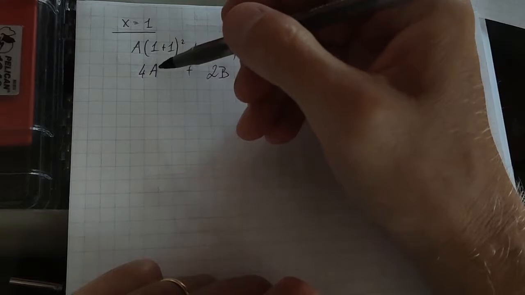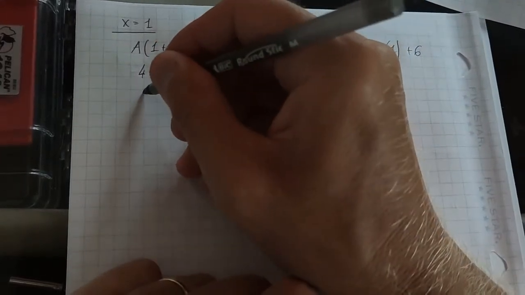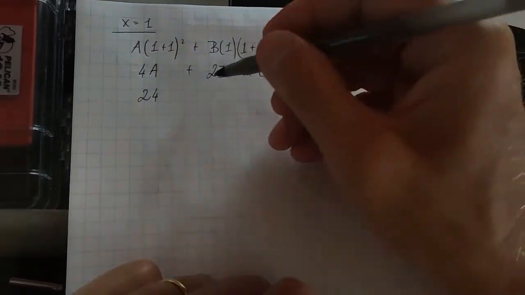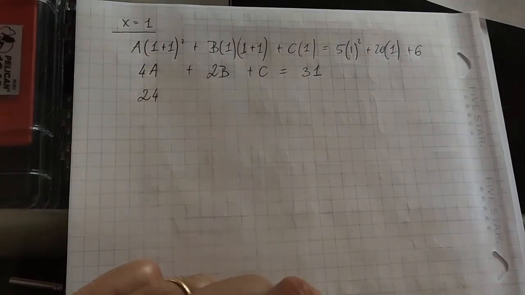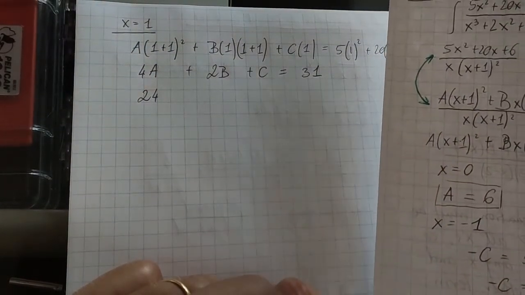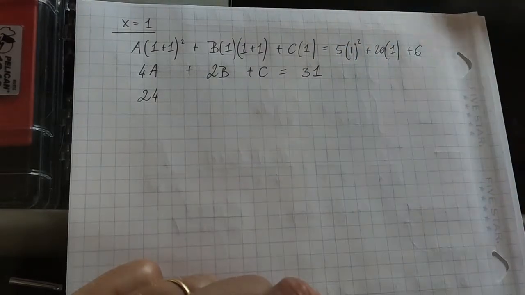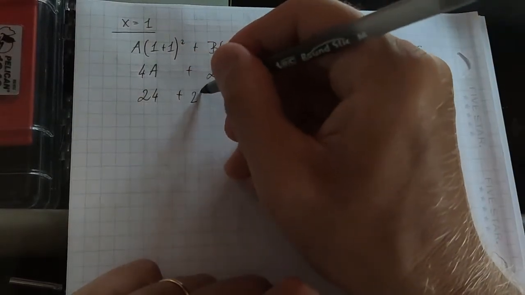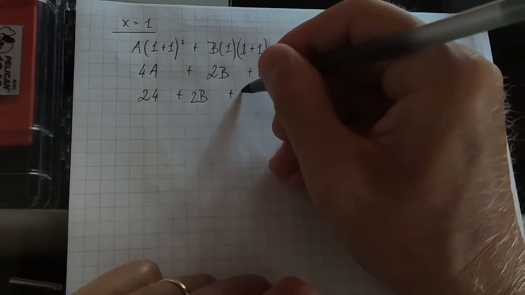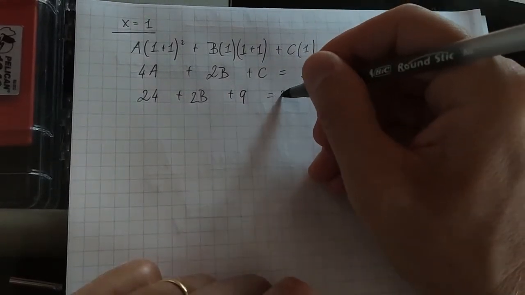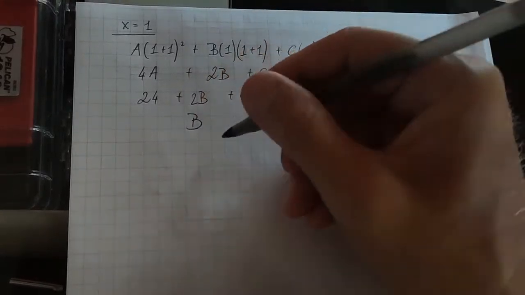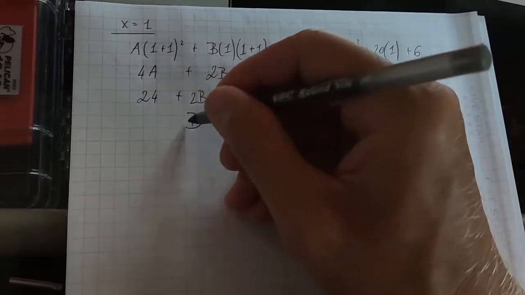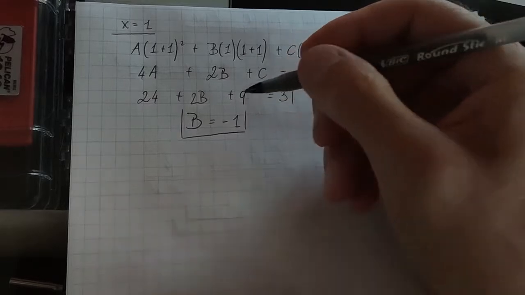Okay, so A was 6. So here I'm going to get 24 plus 2 times B. We were looking for B. C was 9. So 24 plus 2B plus 9 equals 31. Okay, so I hope you can solve it for B. B is negative 1.